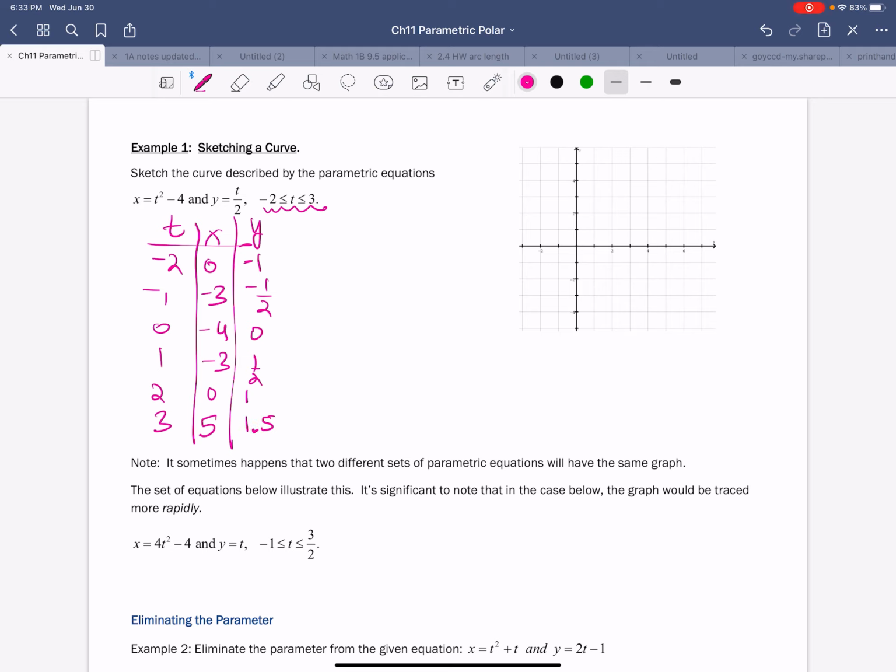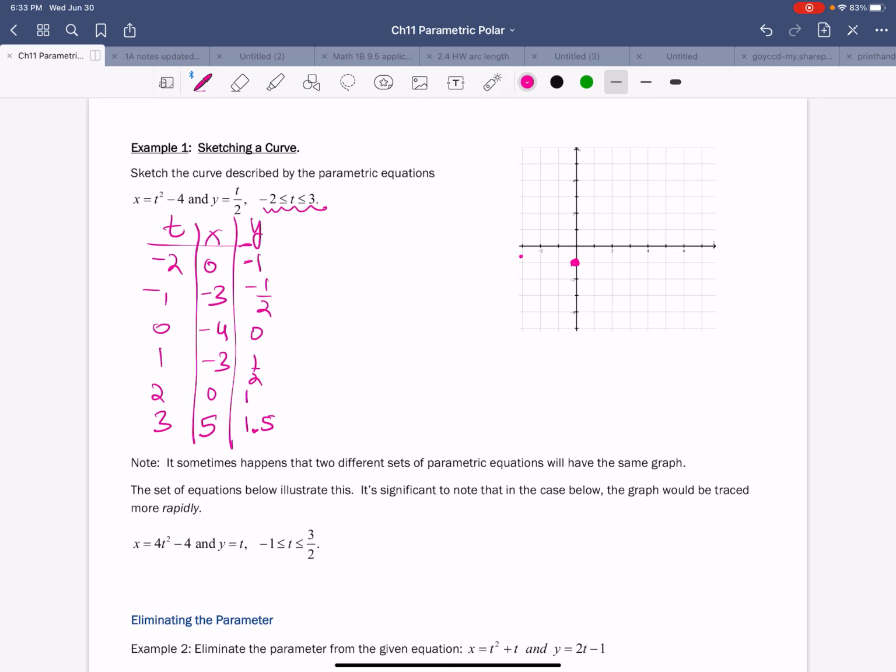Okay, so now we're going to start plotting this curve, starting at the point 0, negative 1. It's over here. X is negative 3, y is negative half, so that would be about here. Then x is negative 4, y is 0.